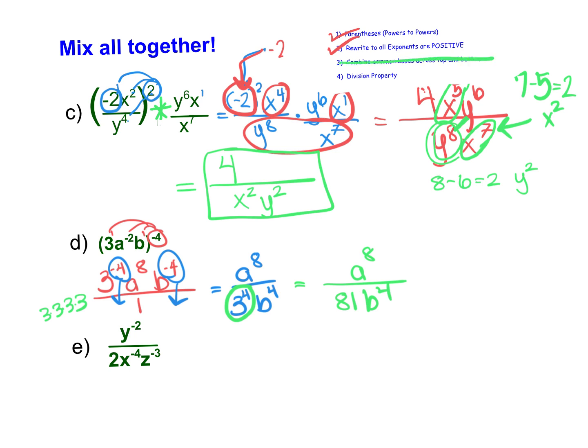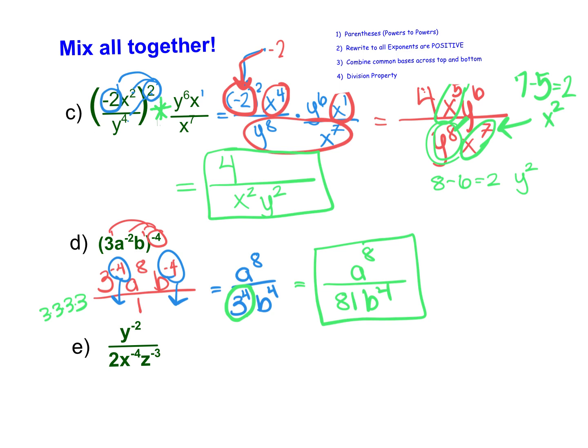Then from here, it says combine common bases in top and bottom. Well, I don't see any of those I can combine. And the division property doesn't apply because I don't have common bases in top or bottom. So here is our final answer. And then finally, this bottom problem down here, we're going to go through this same process again. We're going to go through those steps.